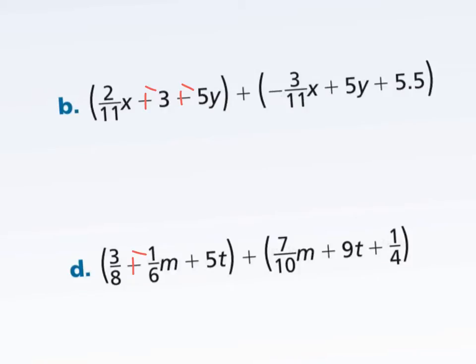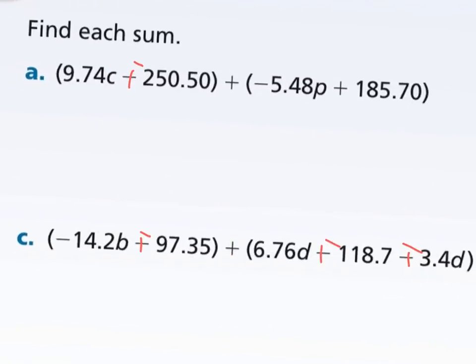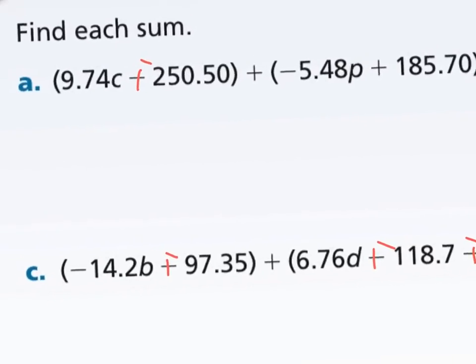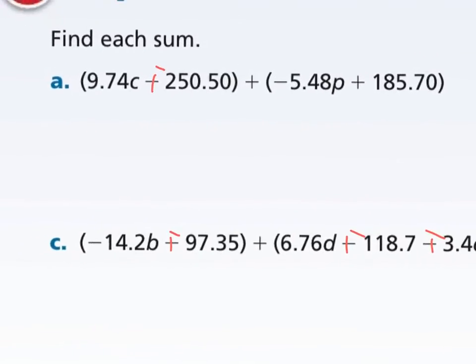Okay, always 2 sign changes when we add the opposite. Subtraction to addition, and then the opposite of the number that's there. Alright, so let's go ahead and look at part A.